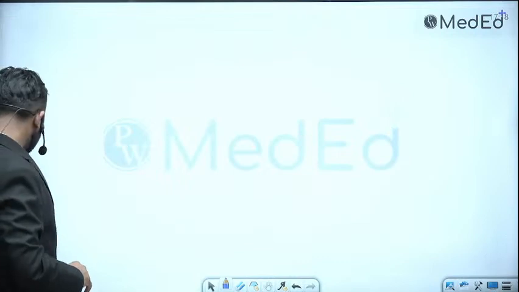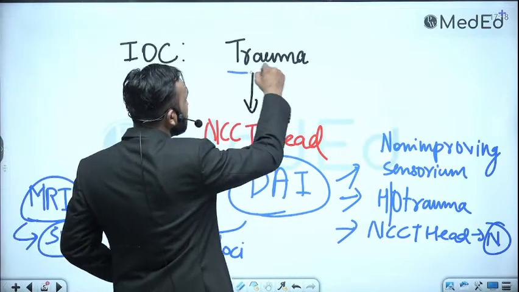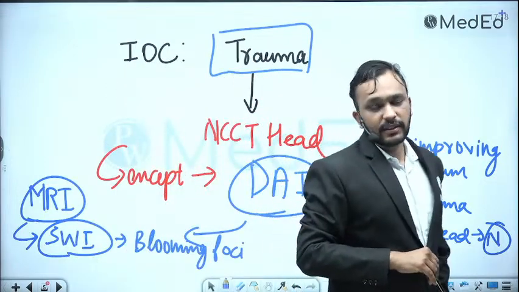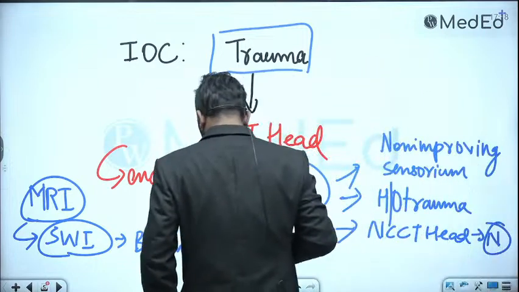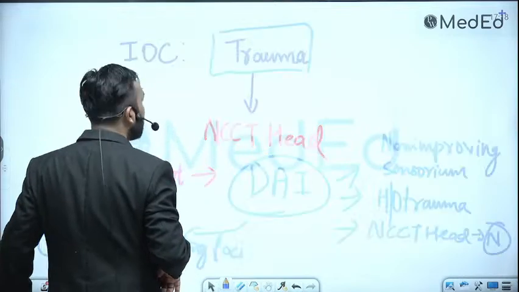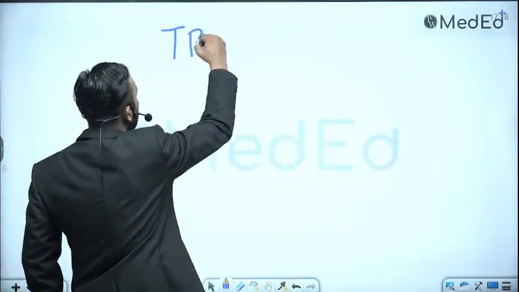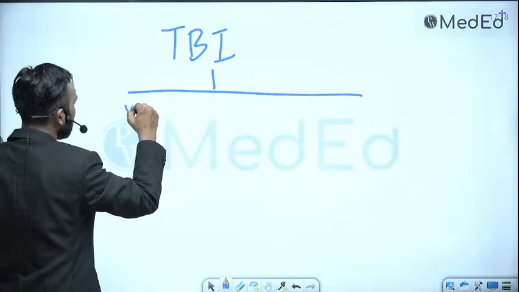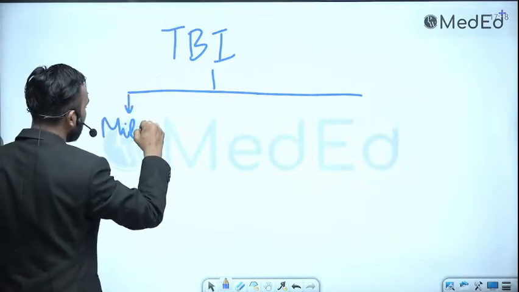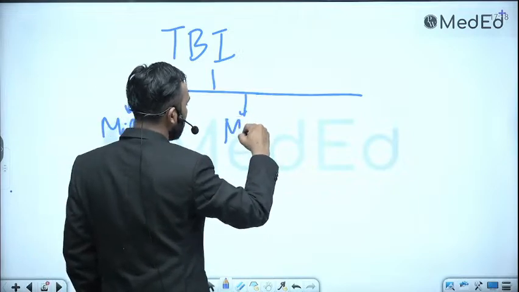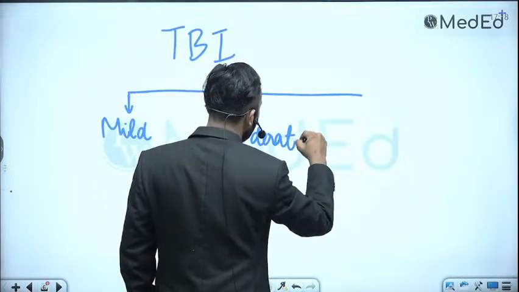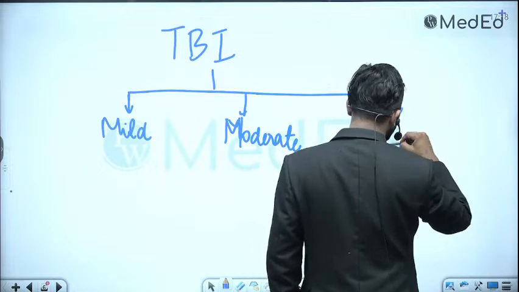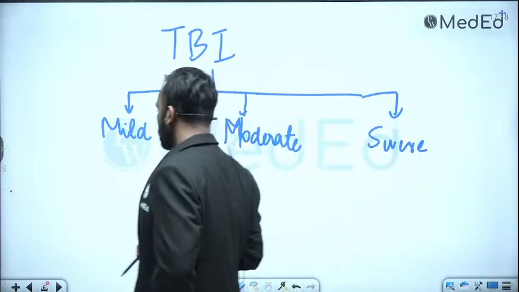So another question is asked: in which patients will you get an NCCT head done, in which patients with a history of trauma? So guys, there is one scoring done in traumatic brain injury. Traumatic brain injury is classified as mild, moderate, and severe based on the GCS score.